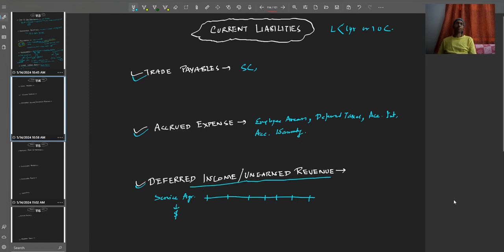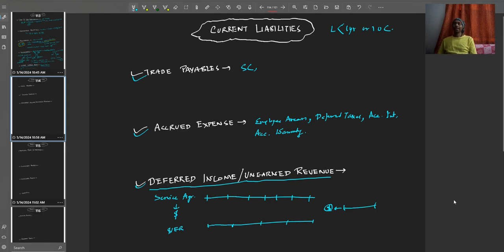Unearned revenue, another example can be someone has subscribed. Let's say you are a domain and hosting seller company. You have sold a domain for 5 years and you have taken the entire payment right now. This can also be an unearned revenue, or a subscription for multiple periods, or for one period, whatever the subscription amount is, you have taken in the beginning the entire amount. That also can be an unearned revenue.